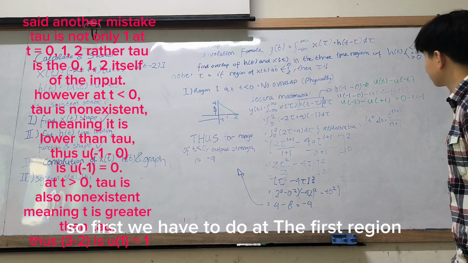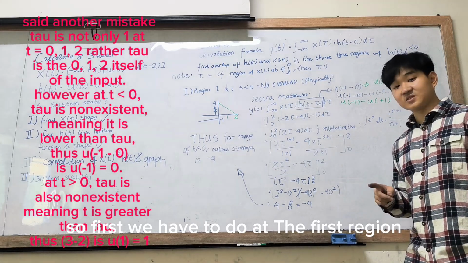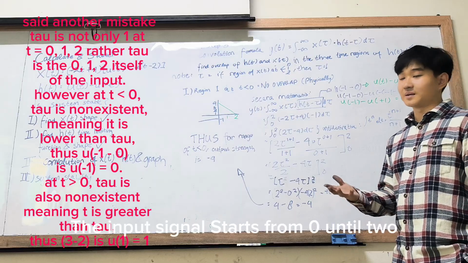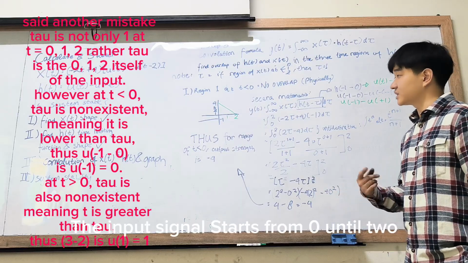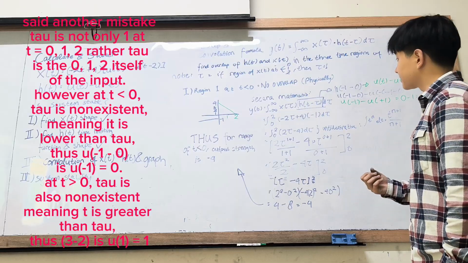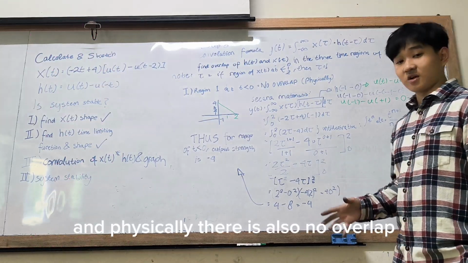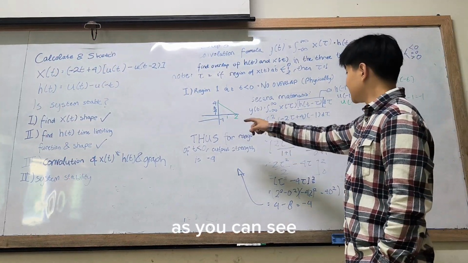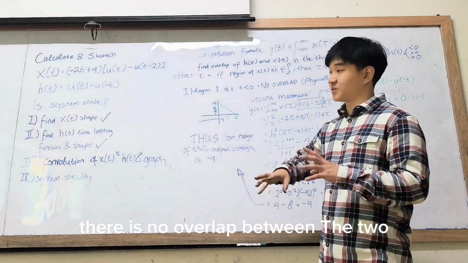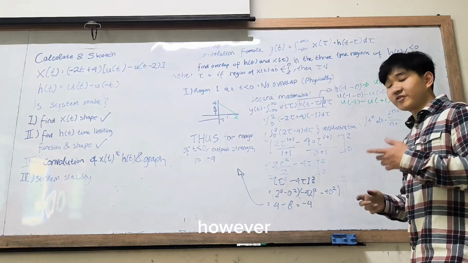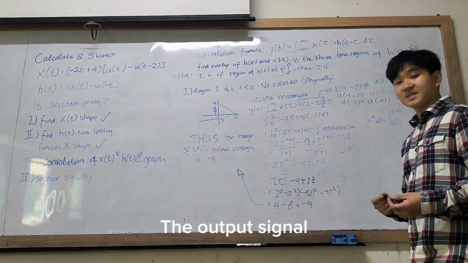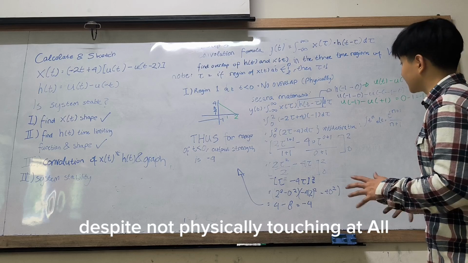So first we have to do the first region, which is lesser than 0, and of course the input signal is not there. The input signal starts from 0 until 2. That means tau is equal to 0. And physically there is also no overlap. As you can see, this is the input signal, this is the impulse response. There is no overlap between the two, they don't even touch at all. However, mathematically we can still find the output signal despite them not physically touching at all.